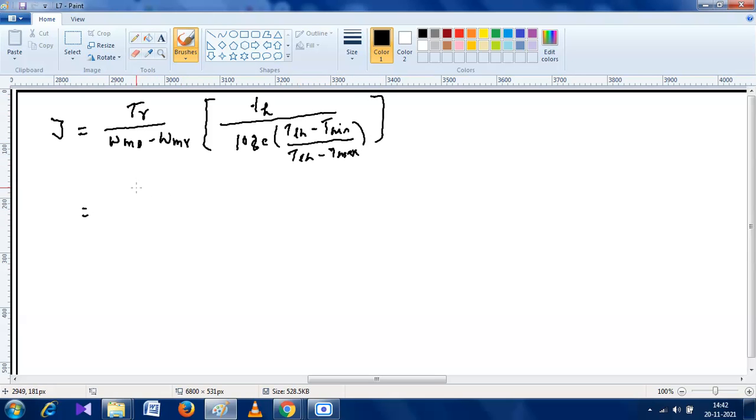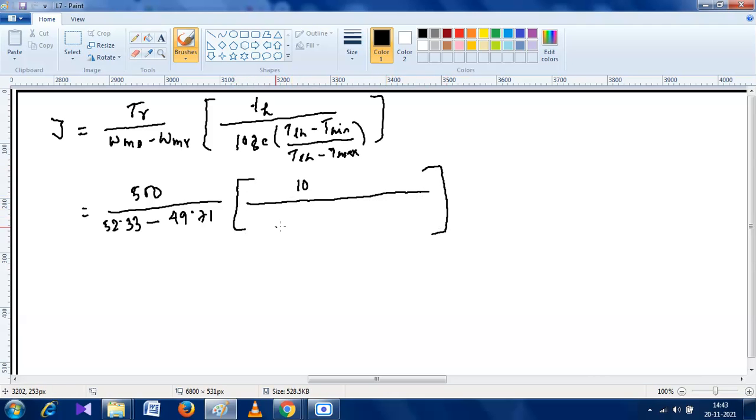What is the value of T_R? 500 newton meter. Good. This is 500. And omega m0 is 500 rpm, which is 52.33 radian per second. Achha, omega mR is 49.71. What is the value of T_H?